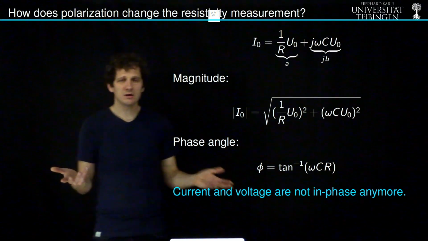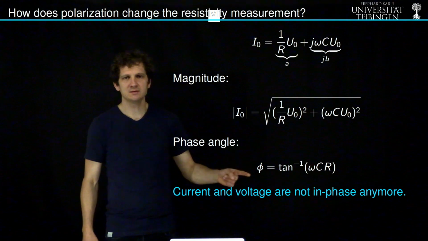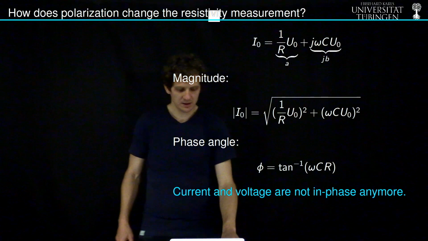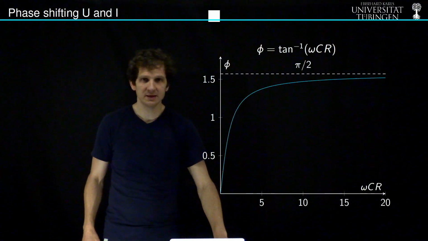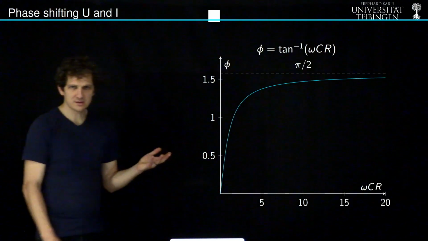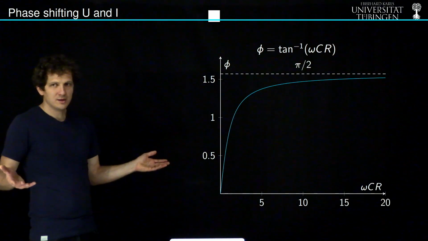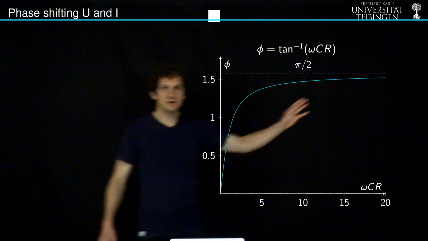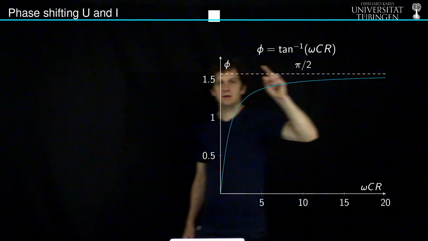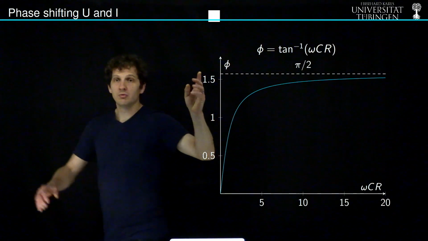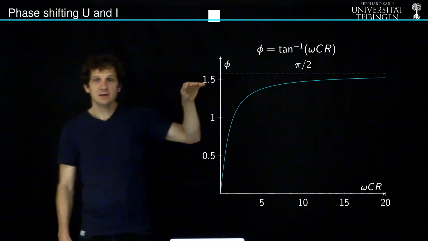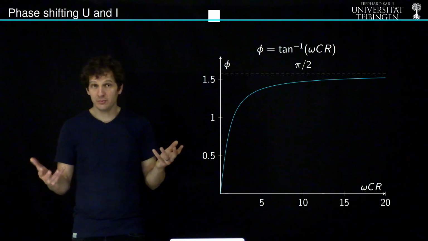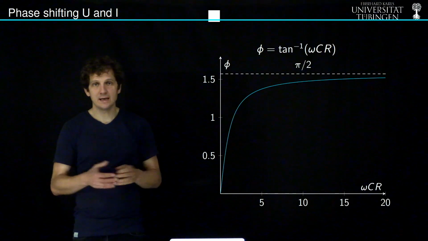So what does this mean? What does especially this phase angle mean? Maybe we can just visualize this phase angle as a function of this omega C R product that's in there. And this is the phase angle, and it has two important limits. One is the phase angle can be 0, and one is the phase angle can be pi half or 90 degrees. So these are the limits that this phase angle can take. Let's see when those limits are reached.